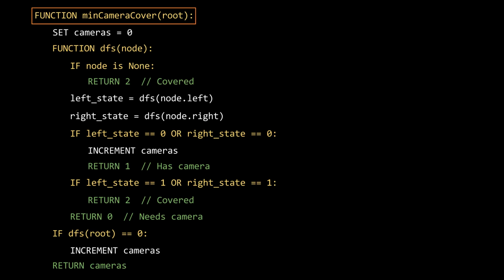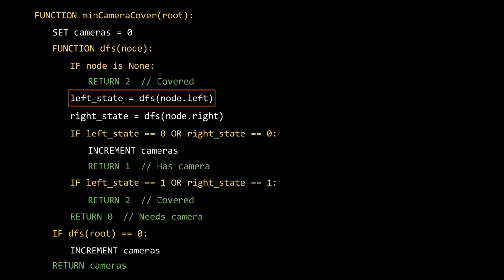Let's walk through the pseudocode for the binary tree camera solution. We initialize a counter to track the number of cameras placed. This is the recursive helper function that determines each node's state. If we reach a null node, we return state 2, meaning it's covered. We recursively check the left child state. We recursively check the right child state.